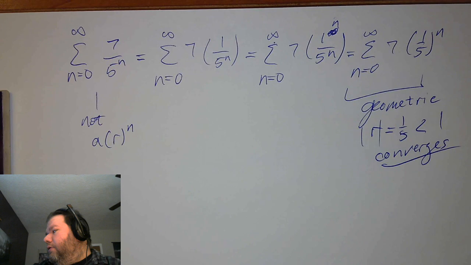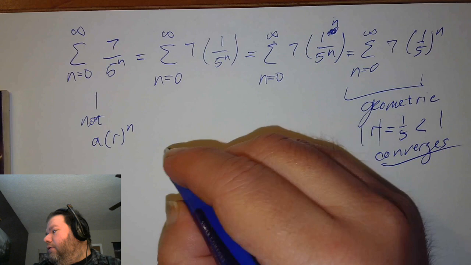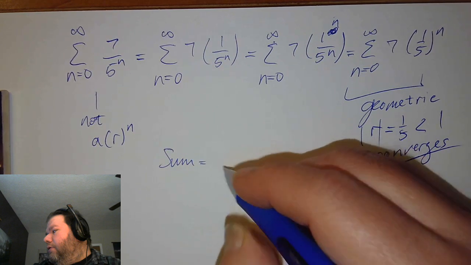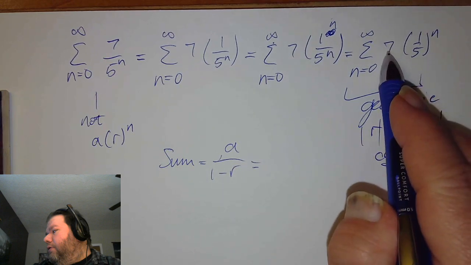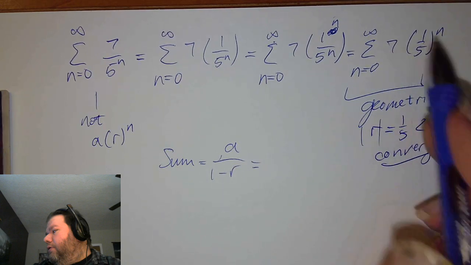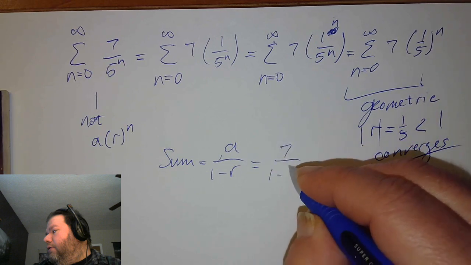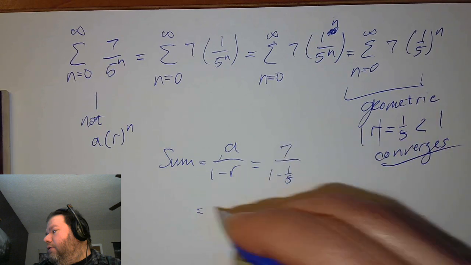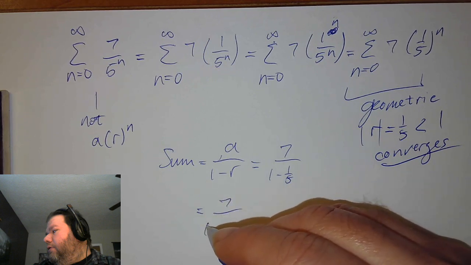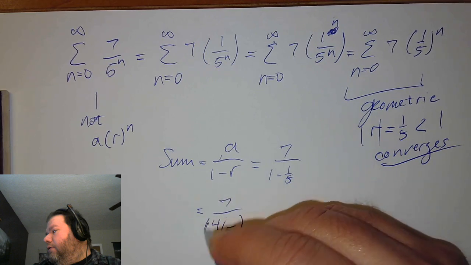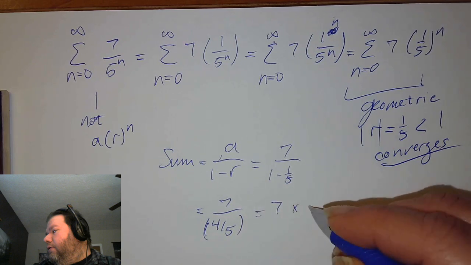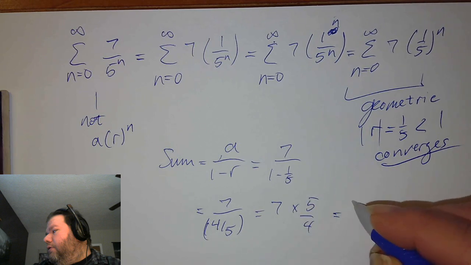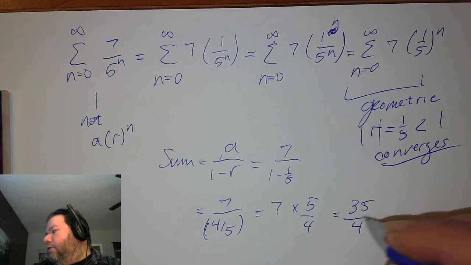And in this case, for a geometric series, because it converges, that means we can also find the sum of the series. Sum is equal to a over 1 minus r. In this case, a is 7, and r is 1/5. So 7 divided by 4/5, which is 7 times 5 over 4. So the sum of this series will be 35 over 4.